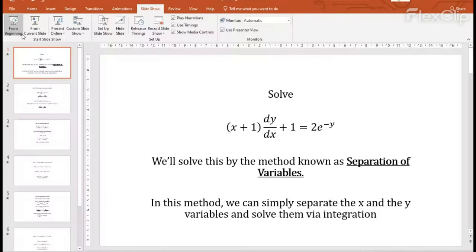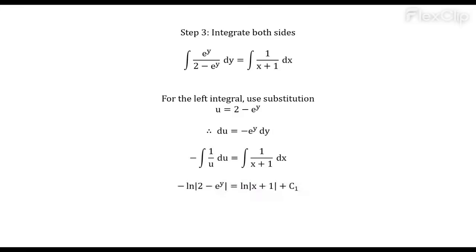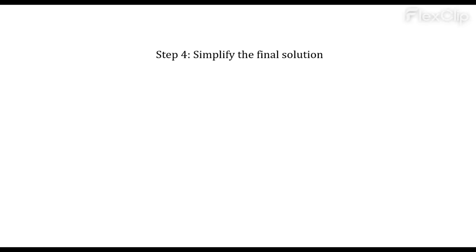Okay, so where we were, sorry. All right, so we have this 2 minus e raised to y, ln of 2 minus e raised to y. I will bring it on the other side. So it becomes ln |x plus 1| plus ln of 2 minus e raised to y is equal to minus c1.